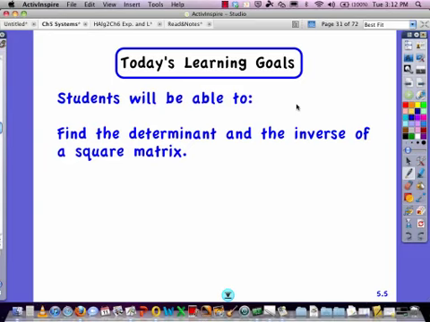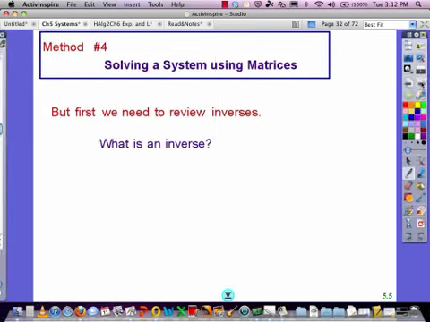But before we can do that, we have to find out a little more about our matrices. Even though we studied them in last chapter, we have to find out what the determinant is and the inverse of a square matrix. So before we even solve a system, let's talk about our fourth and final method, solving a system using matrices. But the point of this lesson is that before we can do that, which will actually happen in the next section, we first need to review inverses.